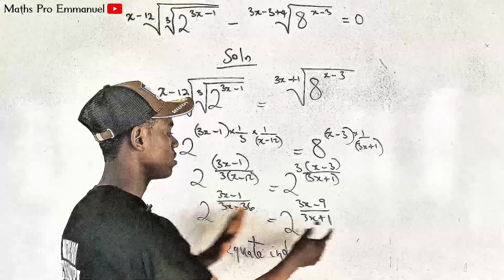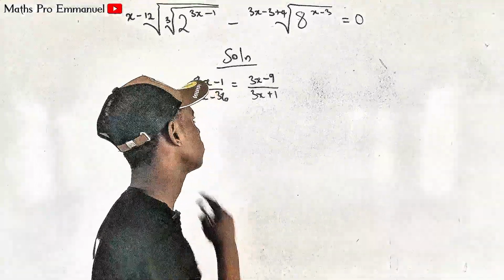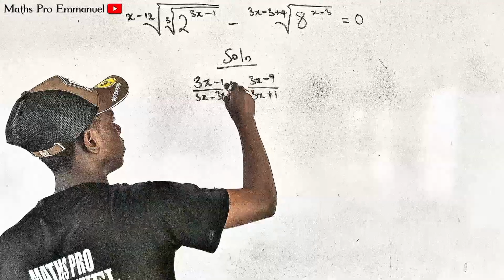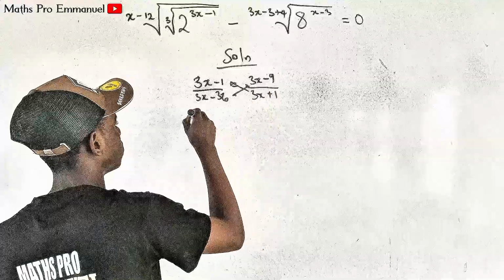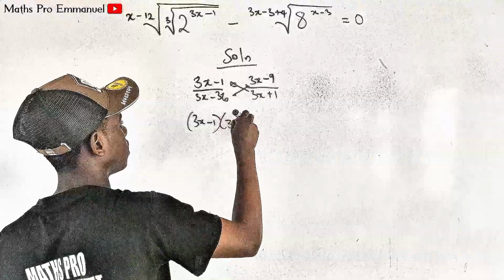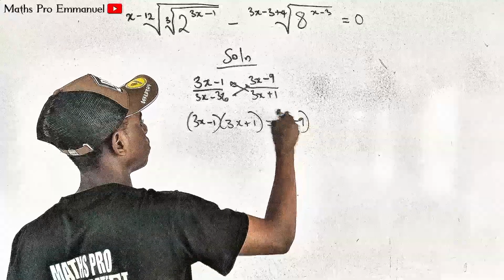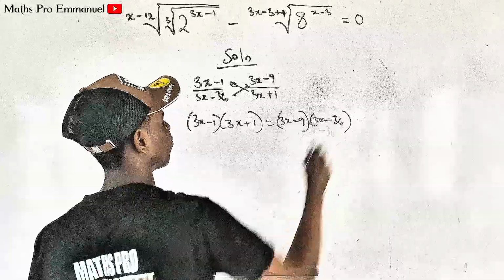Now I'm just going to solve this like a normal linear equation. So here is the equation. Now let's solve it. I'm going to cross multiply. So I'll have 3x minus 1 multiplied by 3x plus 1. Here this time, I'll have 3x minus 9 multiplied by 3x minus 36.